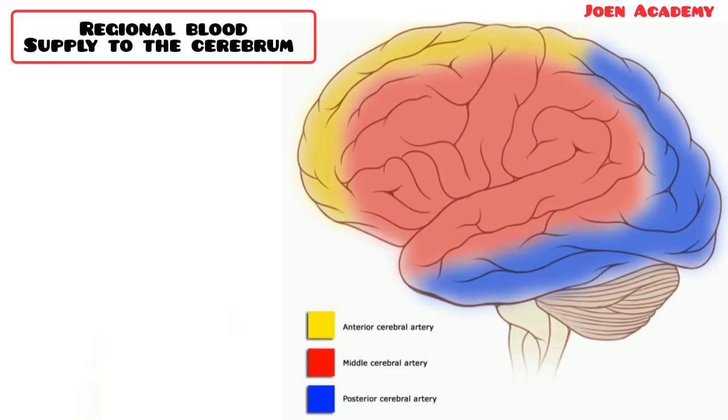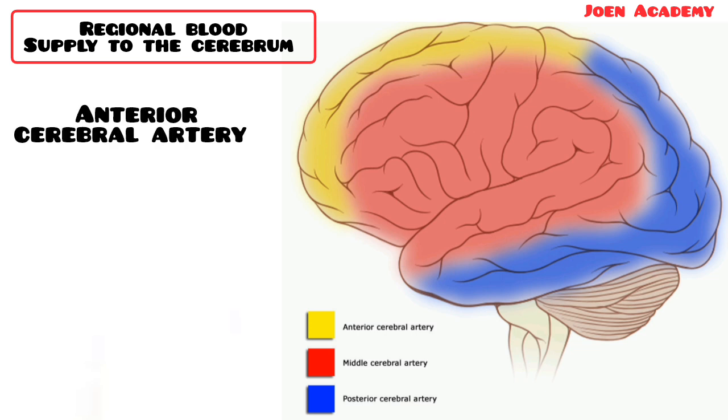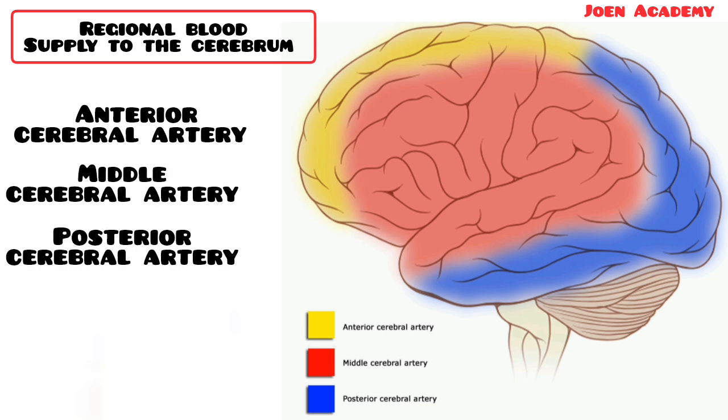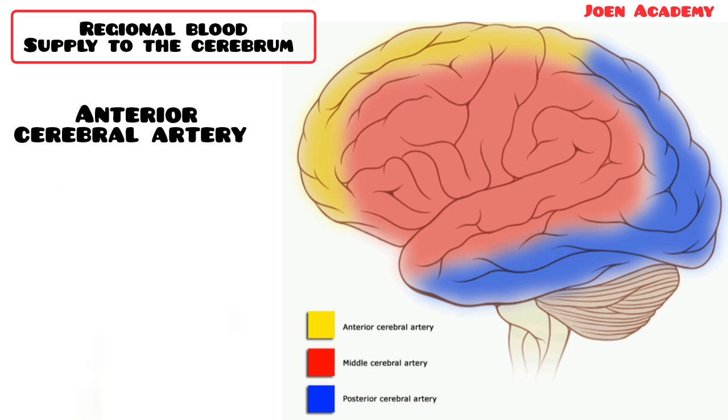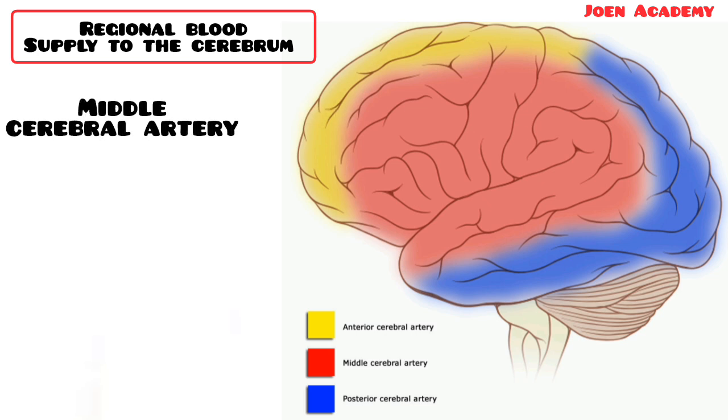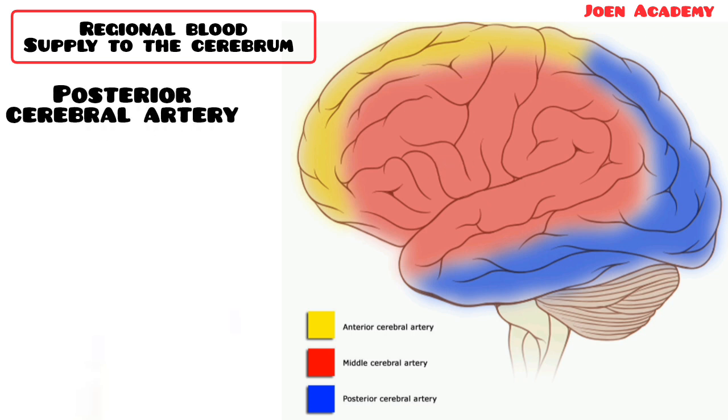Let's have a look at the regional blood supply to the cerebrum. There are three cerebral arteries, which are anterior, middle, and posterior, and each of these arteries supplies different portions of the cerebrum. The anterior cerebral artery supplies the anteromedial portion of the cerebrum. The middle cerebral arteries are situated laterally, supplying the majority of the lateral part of the brain. The posterior cerebral arteries supply both the medial and the lateral parts of the posterior cerebrum.